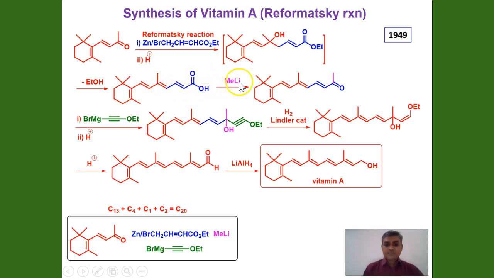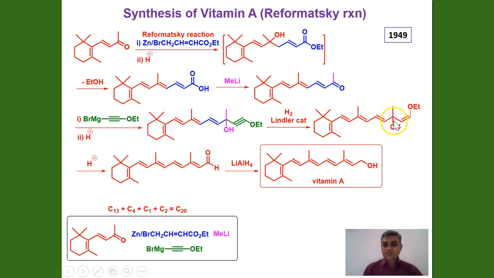Then it is treated with methyl lithium. It introduces one carbon atom here, and we are now getting a total of 18 carbon atoms. So 4 are coming from the Reformatsky reagent, 1 is coming from methyl lithium, and after this it is treated with alkynyl magnesium bromide, and we get a propargyl alcohol, a tertiary propargyl alcohol. Tertiary propargyl alcohol on Lindlar's reduction, Pd-BaSO4, gives us a vinyl ether, and it's a tertiary allylic alcohol.